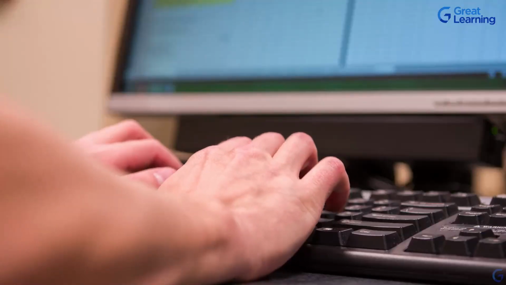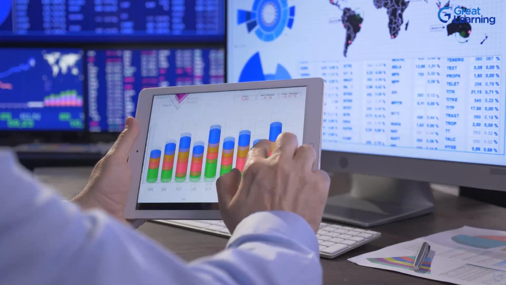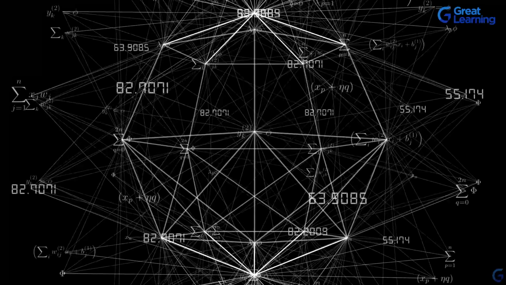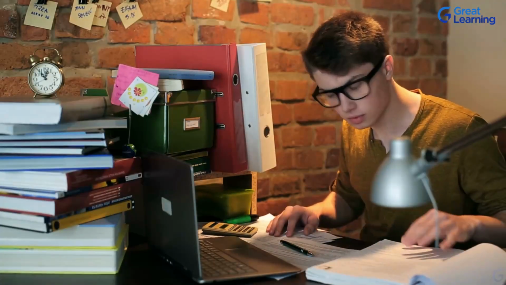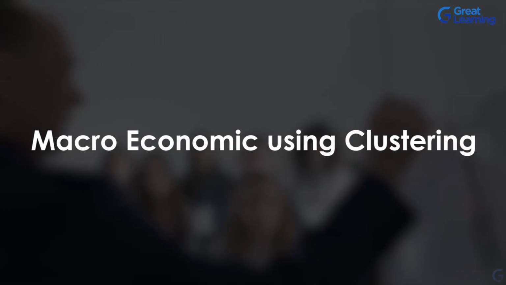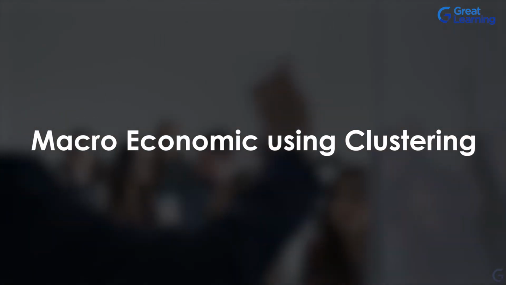Through this session, you will learn about the practical application of real-time data taken from the Handbook of Statistics on the Indian states. So if you wish to dig deeper and learn more, stay tuned and learn all that you can about cluster analysis.